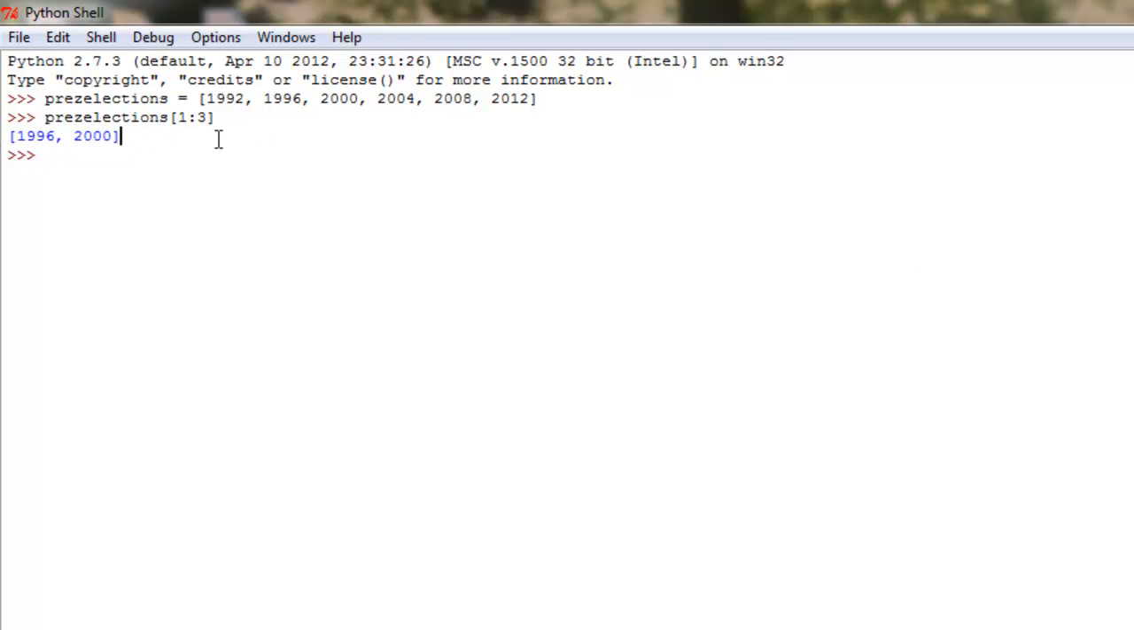Why 96 and 2000? Because Stone Cold said so. But also because, remember, we're playing the computer game here, the logic the way the computer sees it. So 92 would be element 0, and 96 would be element 1, which is our starting point, and 2000 would be element 2.